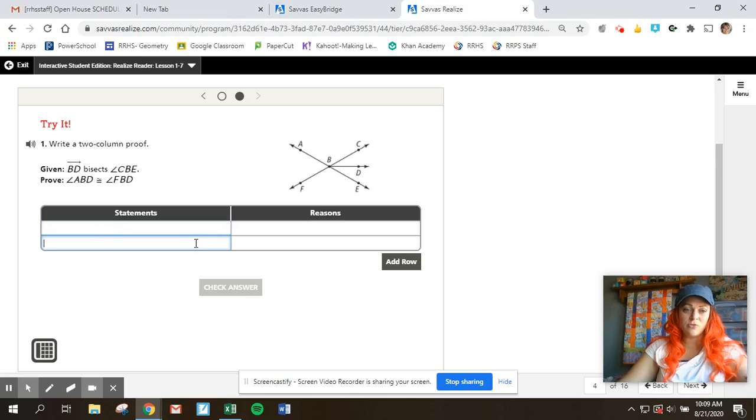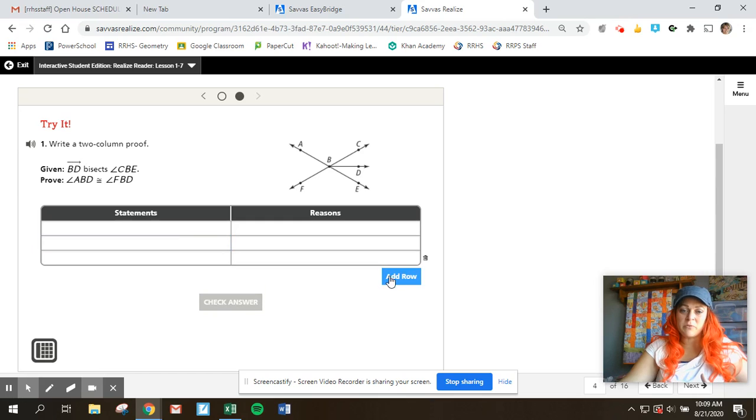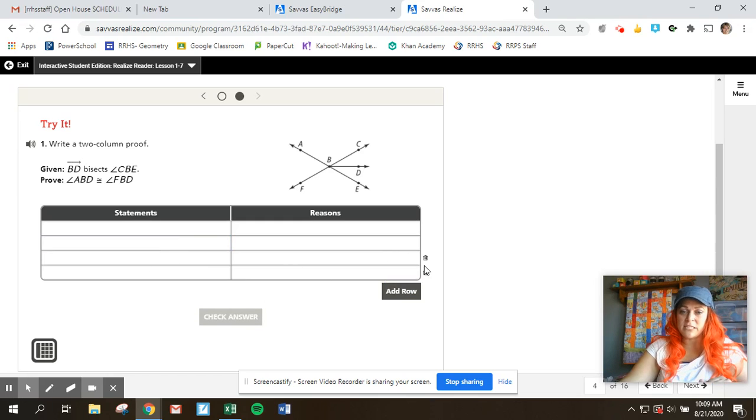And then as you type, you can get more spaces, but you could put this information, what you're trying to prove, at the very bottom. So angle ABD is congruent to angle FBD, but you want to add rows as you go. So I'm just going to add a couple rows in there, just throw it in. You can always delete them after.